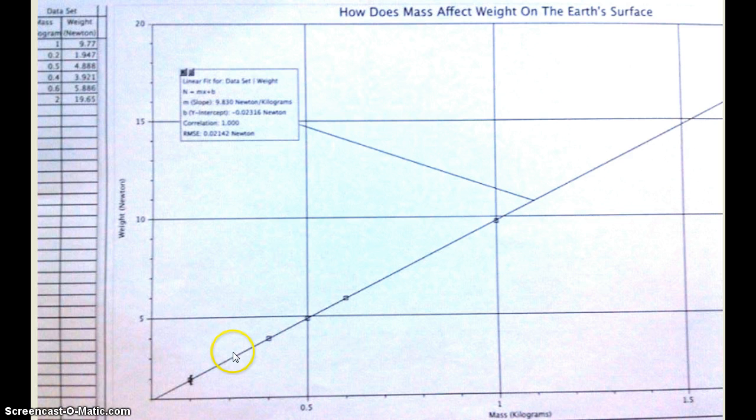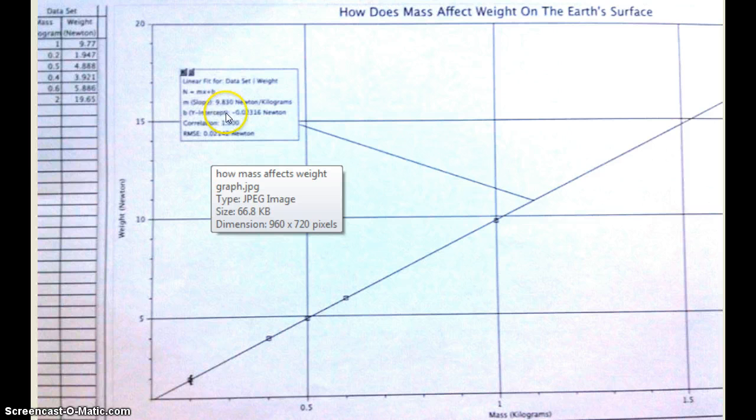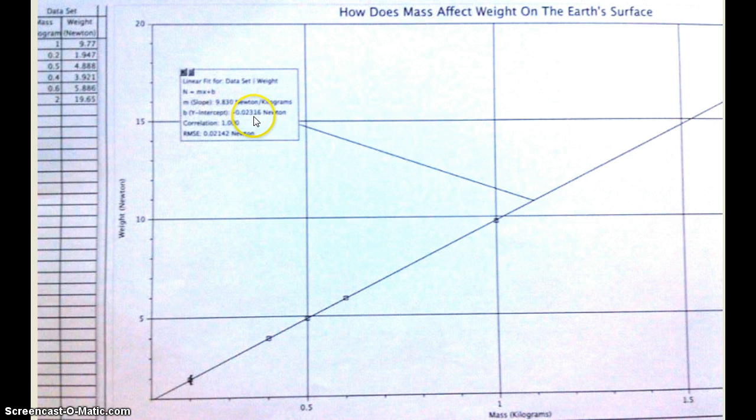And this positive sloping line shows us that as the mass of our object increases, the weight also increases. The force acting on the object due to gravity increases. Let's move on to our y-intercept. It's about negative 0.02 newtons.